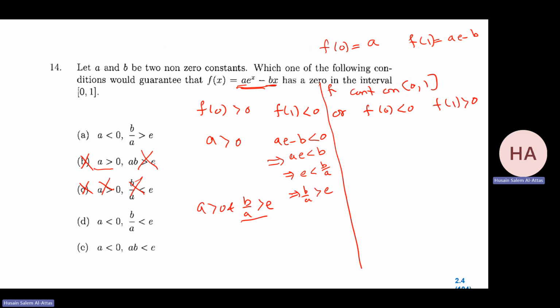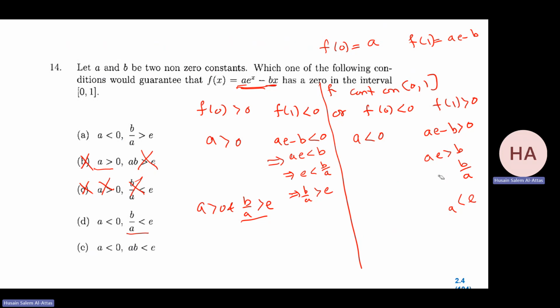Let me have this. F of 0 is negative, so that means A is negative. And AE minus B should be positive. Let me do the calculation. I have AE greater than B and E greater than B over A. So I can write E less than B over A, which is this answer. I can write E greater than, sorry, yeah, I write E here. So it will be greater than B over A. B over A less than E. So this should be the answer, which is wrong.